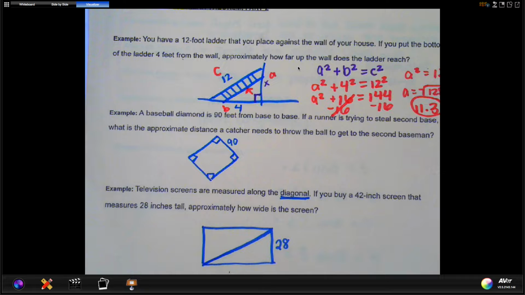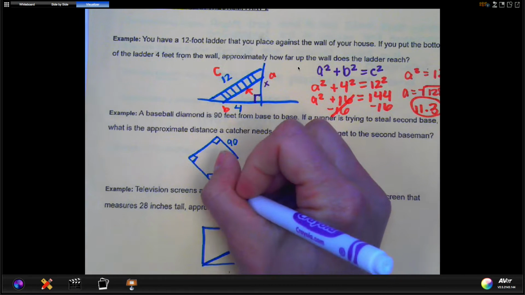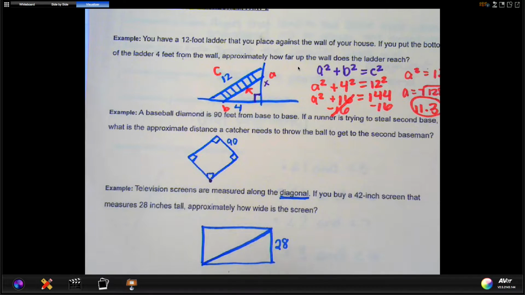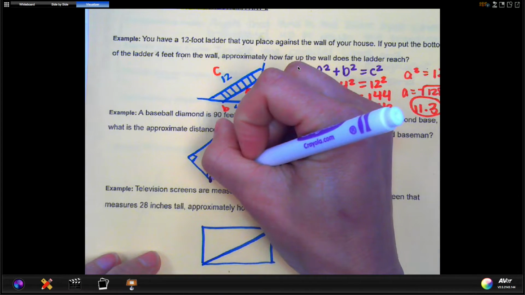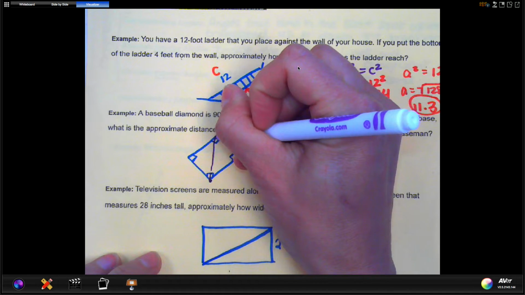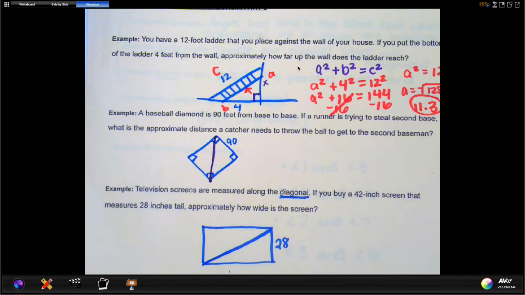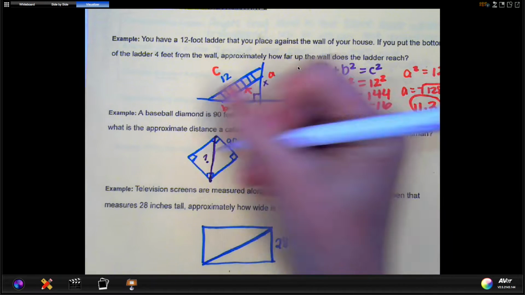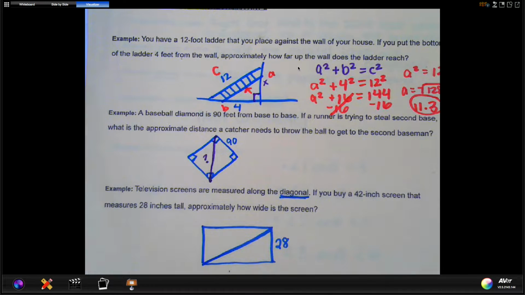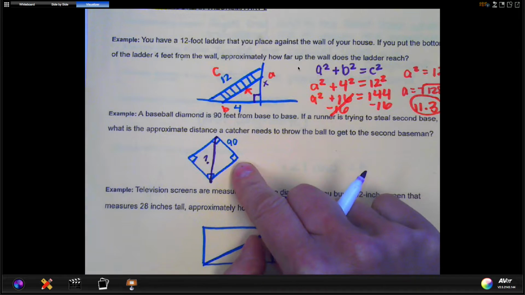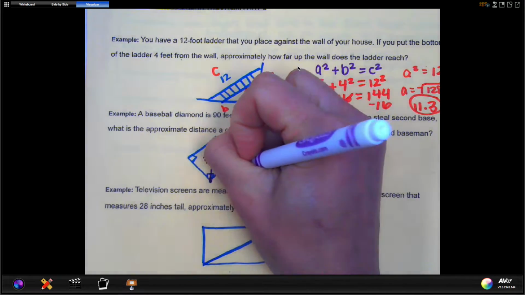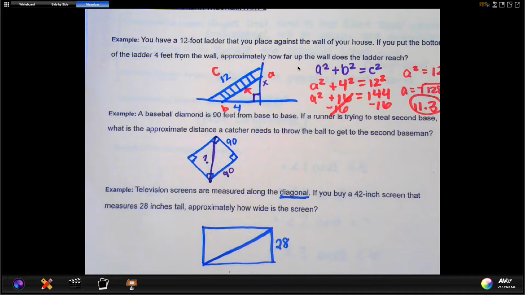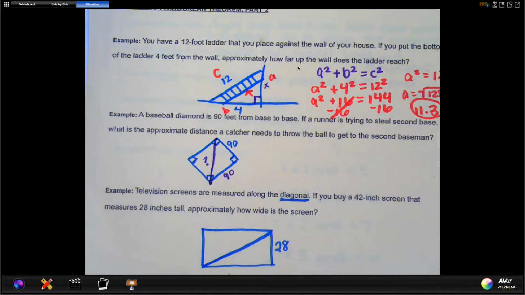If you don't know much about baseball, the catcher stands right here behind home plate, and they're going to throw someone out over here at second base. So their throw is going to go across like this. The question is, how far is that? That's our question mark. Now, what is this going to be right here? Well, it says from base to base. They are all 90, so we can label this 90 as well. This is a 90-degree angle, so we know that we can use Pythagorean theorem again.